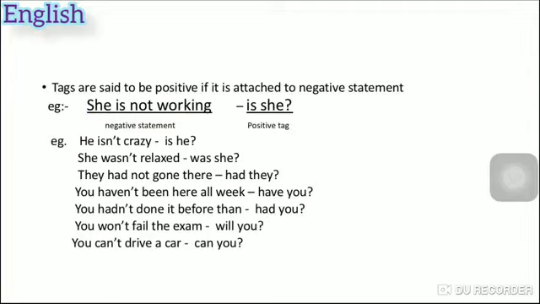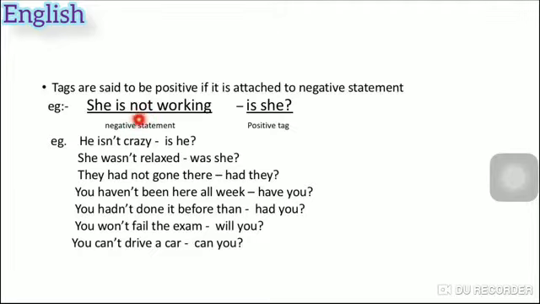Your statement should be negative, then only the tag will be positive. I gave one example and also there I labeled the statement and the tag. She is not working. Yes, you may ask the question, how we can consider this as the negative statement?